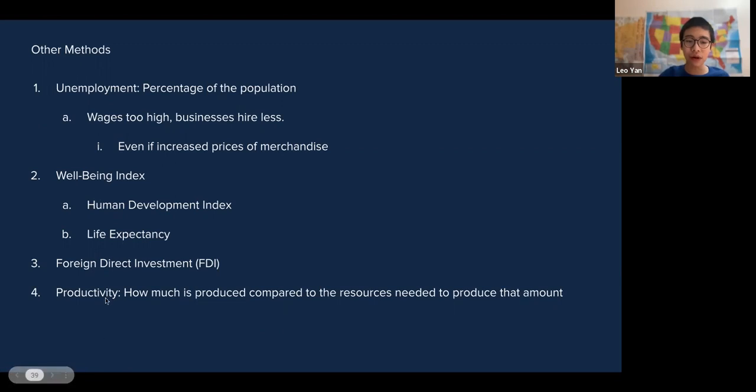The last one is through productivity. So productivity is how much is produced compared to the resources needed to make that. Productivity within economics, its economic meaning is related, but also kind of different from its meaning in everyday life. So within everyday life, you would say things like, my productivity is so low right now. I didn't get anything done.